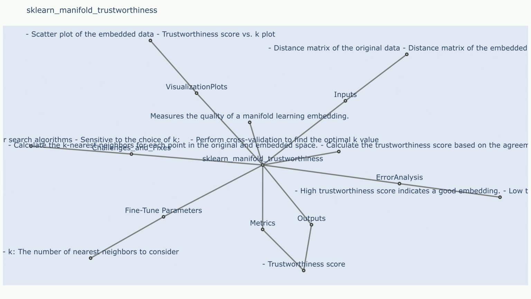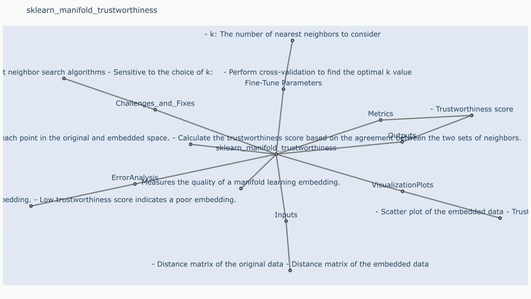Visualization plots. Visualization plot 1: scatter plots can visualize the original data and the embedding to visually inspect the preservation of local structures. Visualization plot 2: heat maps can be used to show the trustworthiness scores for different values of K, the number of nearest neighbors.